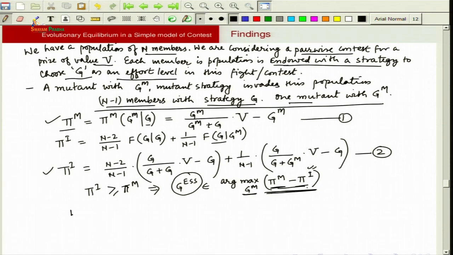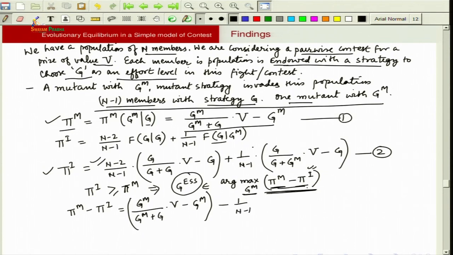So, pi_M minus pi_I, the relative payoff of the mutant with respect to the incumbent, is nothing but G_M divided by G_M plus G, into V minus G_M, minus 1 upon n minus 1, times G upon G plus G_M into V minus G, minus, this whole thing, of n minus 2 upon n minus 1.